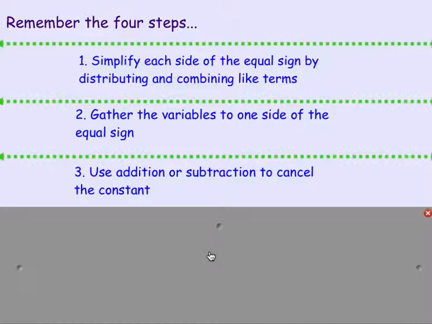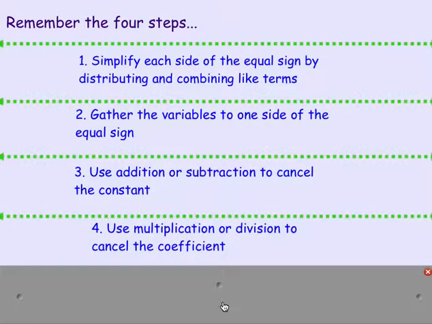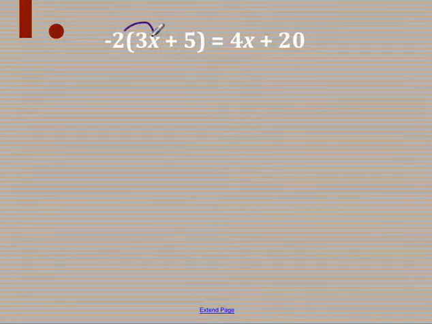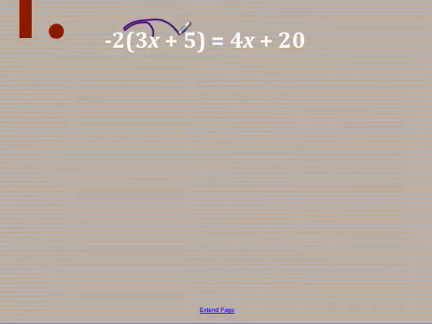Next, cancel the constant. Get the thing that's just a number over onto the other side. And last but not least, use multiplication and/or division to cancel out the coefficient. Let's take a look at some solving equation examples before we hop into inequalities. Remember, the first thing we need to do is simplify both sides.